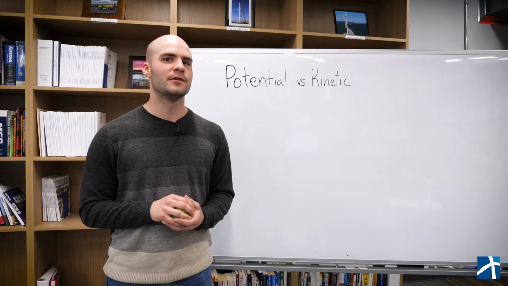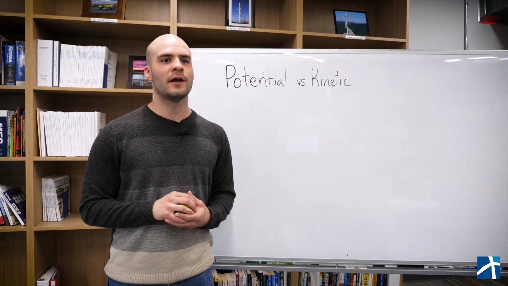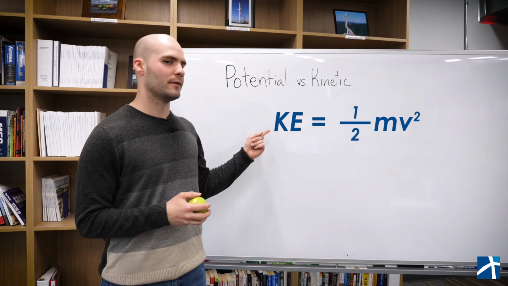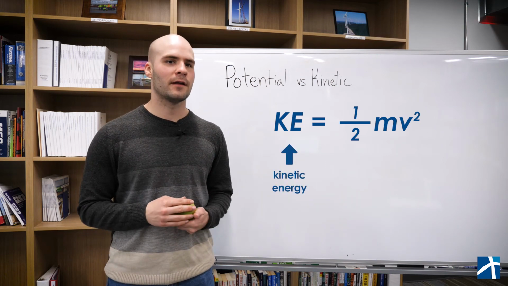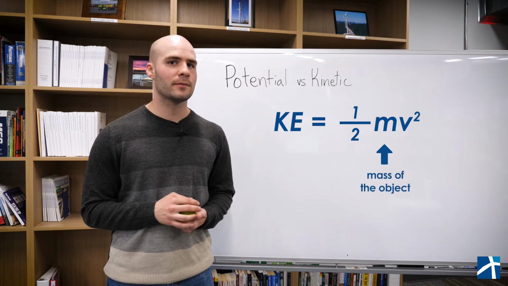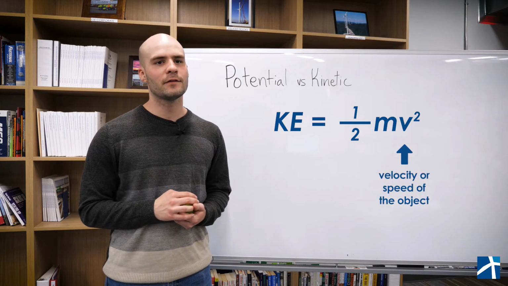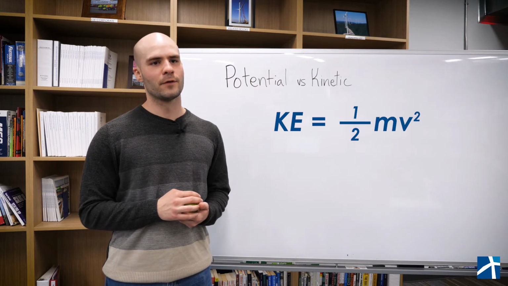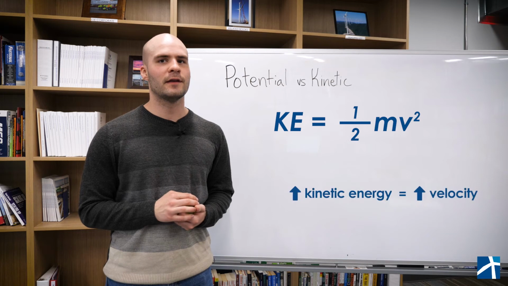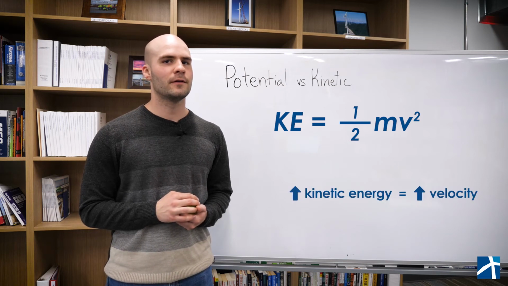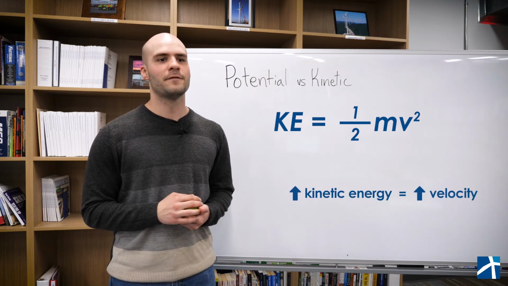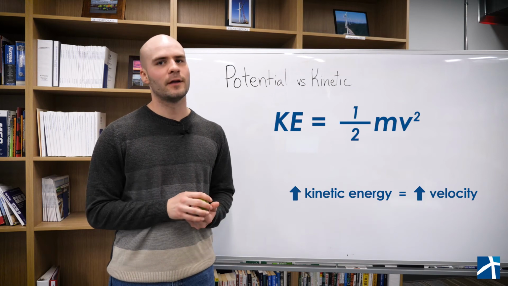Just how potential energy has a relationship, kinetic energy has one too, as shown by this equation, where Ke is the kinetic energy, m is the mass of the object again, and v is the velocity or speed of the object. From this relationship, we can see that the kinetic energy is directly related to the square of the velocity. The faster an object is moving, the bigger the kinetic energy.